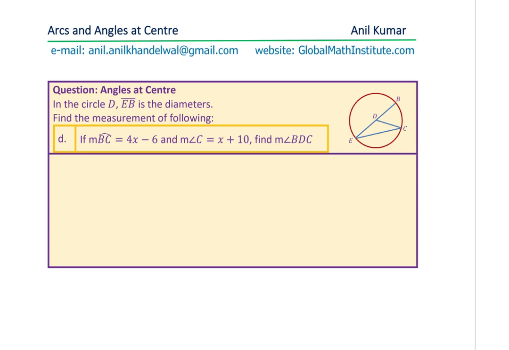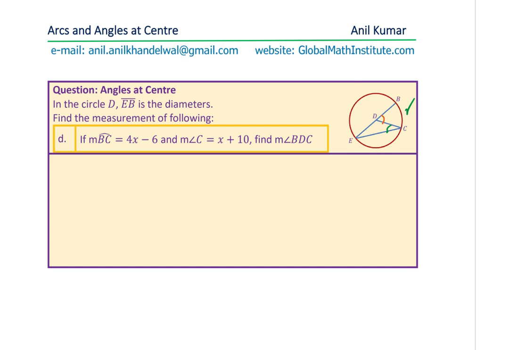In this case, again, we have the same circle with the chords. We are this time given that the measurement of arc BC is 4x minus 6, and the angle C is also given to us as x plus 10. We need to find the angle BDC. Angle BDC is this one, right? So BDC is same as the arc BC, so we need to find this.